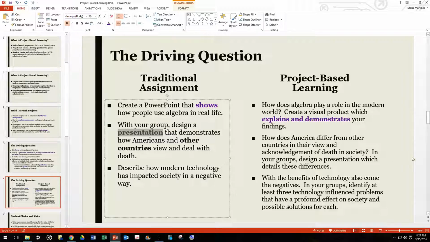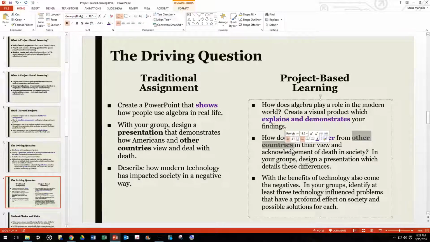But let's take a look at this rewritten assignment. How does America differ from other countries in their view and acknowledgement of death in society? In your groups, design a presentation which details these differences. Well, let's take a look here. The first thing is we are going to have this key word here, which is differ. We have a question that has been proposed to our students. How does America differ from other countries? So they're still going to have to look at other countries. So they get to pick the countries. They're still going to have to look at this idea and concept of death. So that means they're going to have to research, of course, what some of their customs are, what some of their traditions are dealing with death.